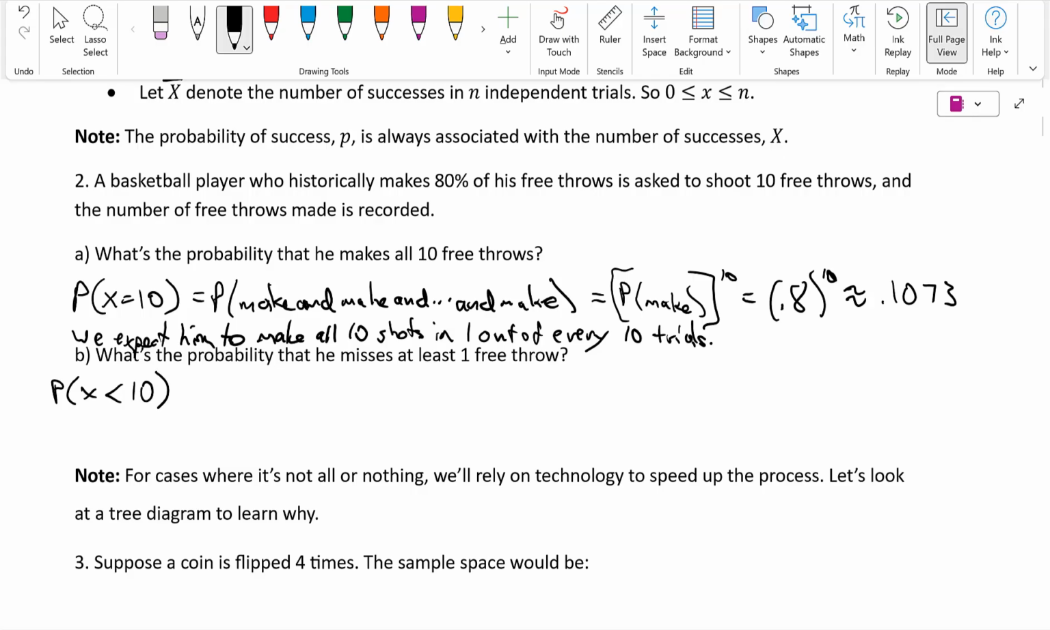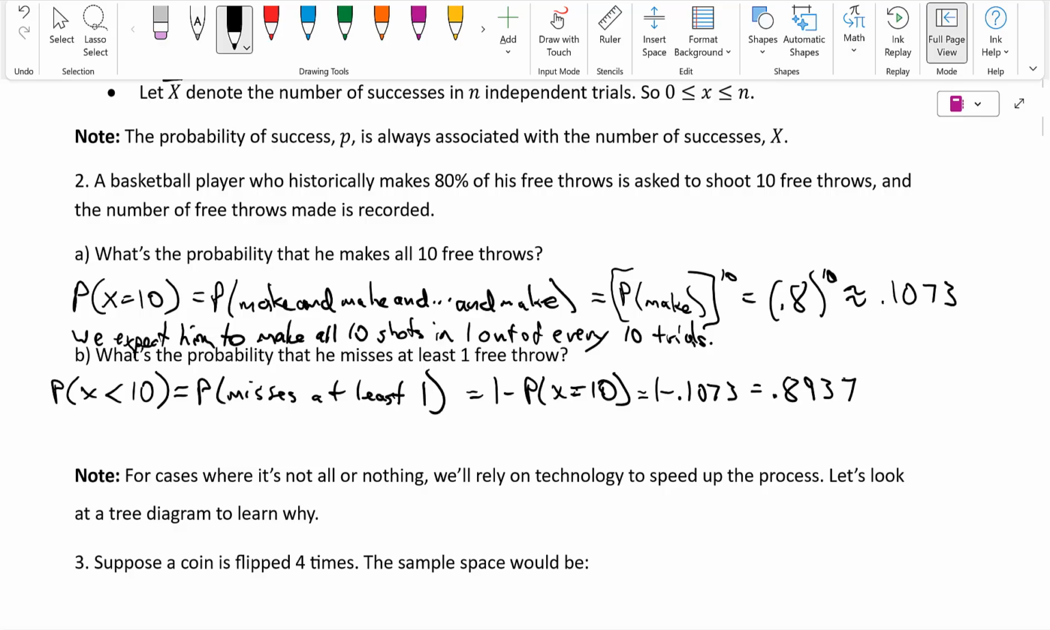And we don't have a way to say we're tracking the number of misses, but really this is the same as saying, let's do it in words, he misses at least 1. So this is our at least probability. Really we're going to compute it with a 1 minus the probability that x equals 10 that we just looked at. Right, so instead of 10, he could make 9, 8, 7, 6, 5, 4, 3, 2, 1, or 0. Right, he misses at least 1. So we get a 1 minus 0.1073, which comes out to a 0.8937.